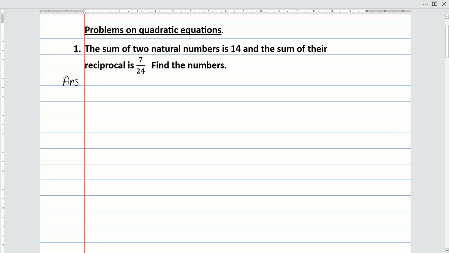Okay, students, let's start with word problems, which everyone finds difficult. Today we are going to cover four types of sums related to quadratic equations, and these are problems based on numbers. As you can see on the screen, I'll read the first question for you all. The sum of two natural numbers is 14 and the sum of their reciprocals is 7 upon 24. Find the numbers. It's very simple.